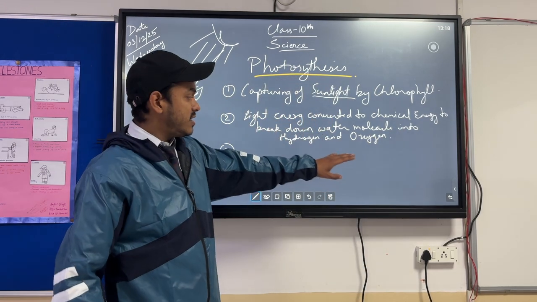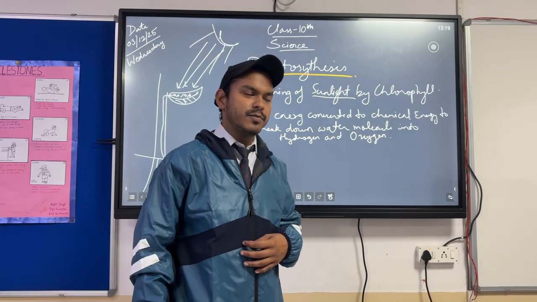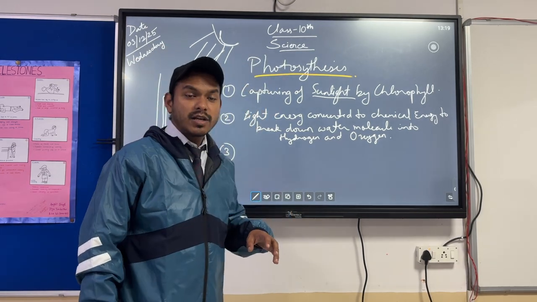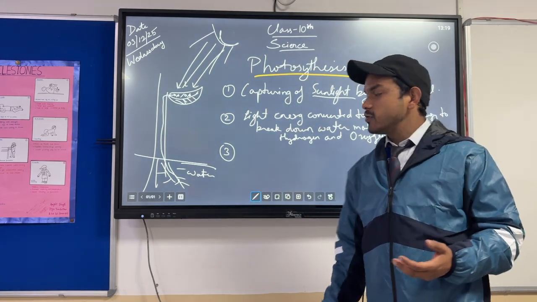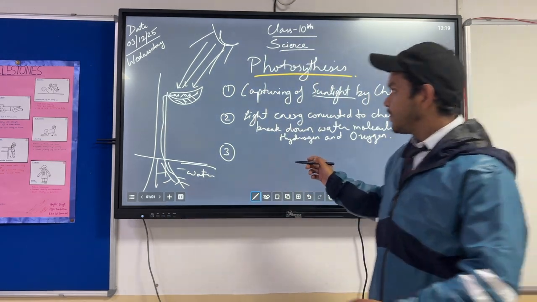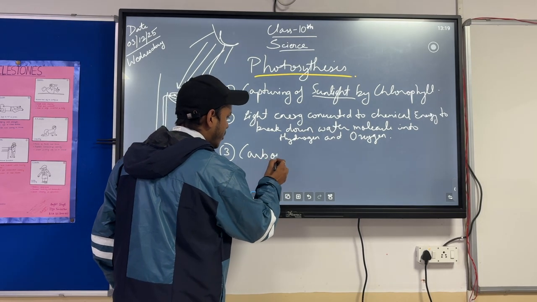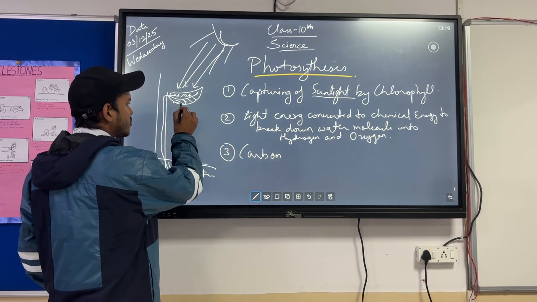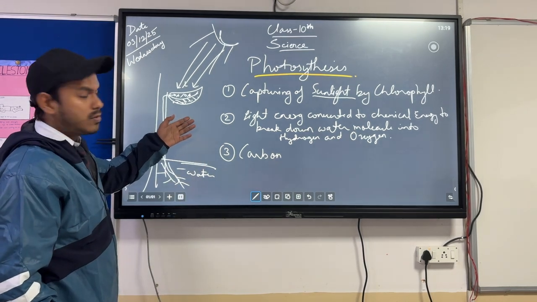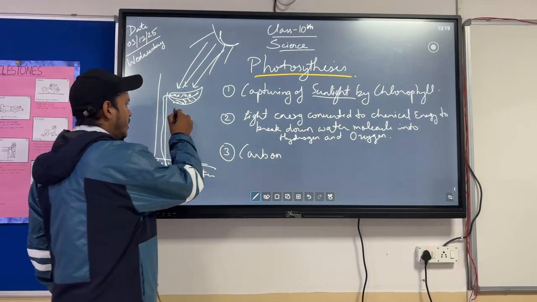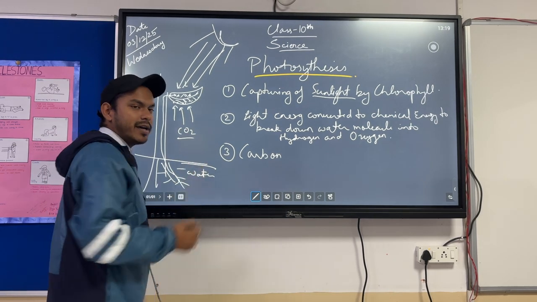Now this oxygen is released by plants, which is used by us, human beings and animals. And what about the carbon dioxide released by us? That carbon dioxide is used by plants. Stomata are small pores at the underside of leaves, from where leaves absorb carbon dioxide, which is released by us.